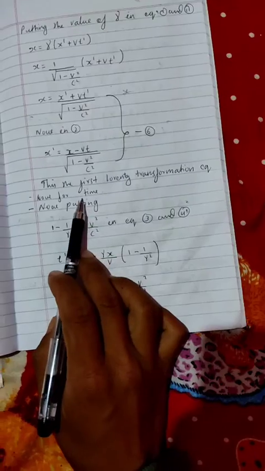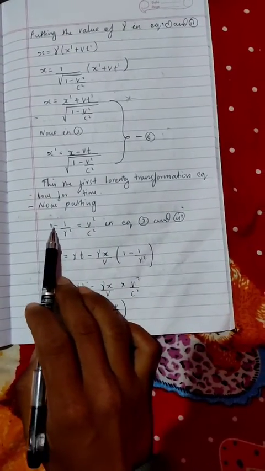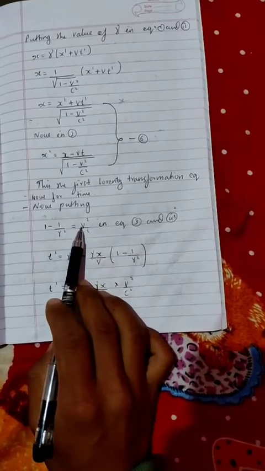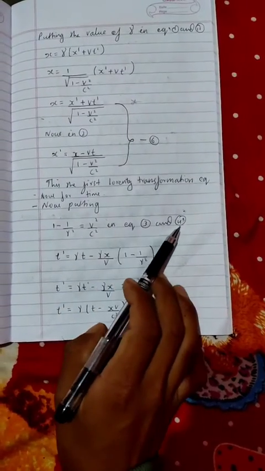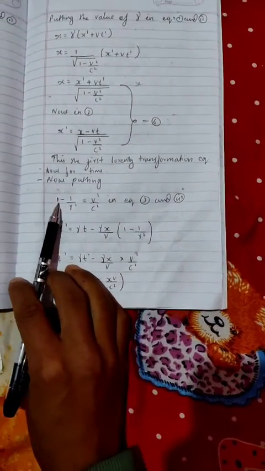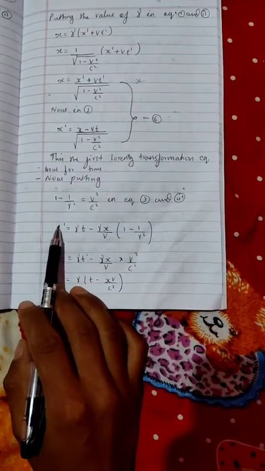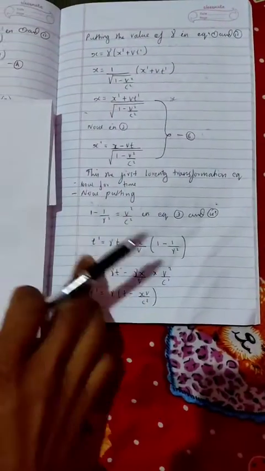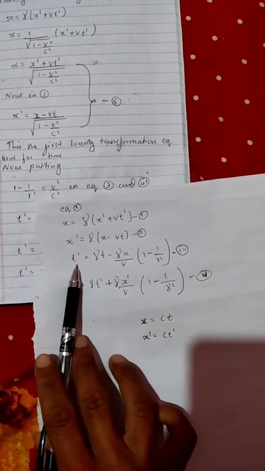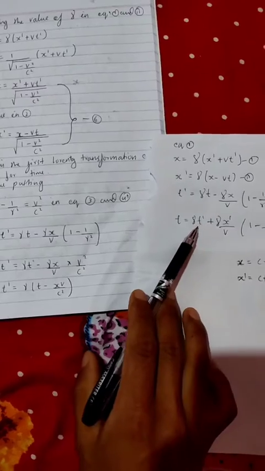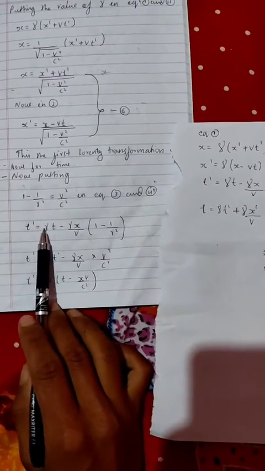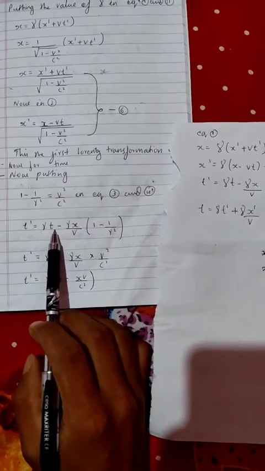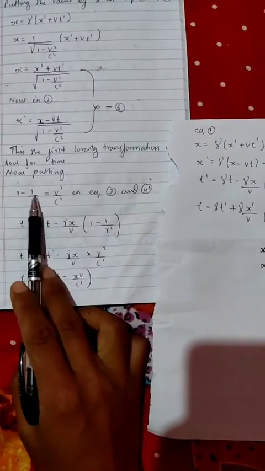Now putting 1 minus 1 by gamma square equals v square by c square in equations 3 and 4. In equations 3 and 4, we have to put this value over there. So in equation 3, t prime equals gamma (t minus x v by c square).